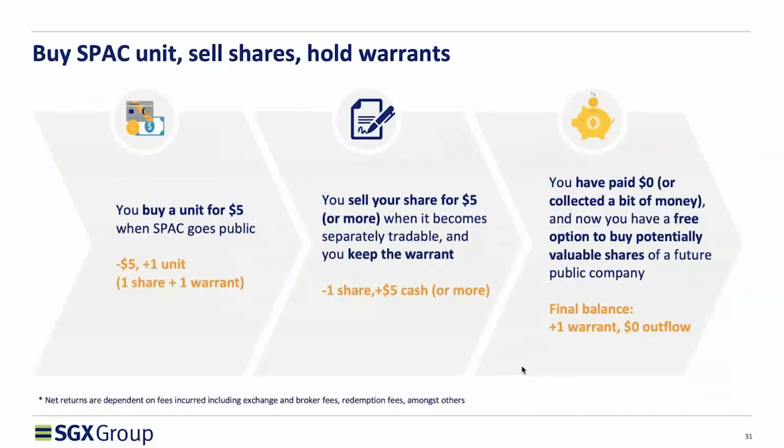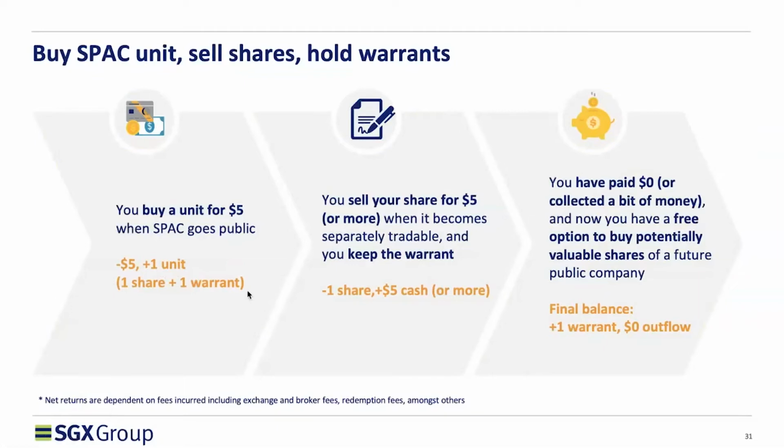Okay, so we'll go through a few different ways that we can think about the different combinations that we can hold, either the units, the shares, or the warrants. So we start with this example where an investor buys a SPAC unit for $5 at the time of the IPO. So he will have paid out $5 and gotten one unit of the SPAC unit, which consists of both the shares and the warrants.